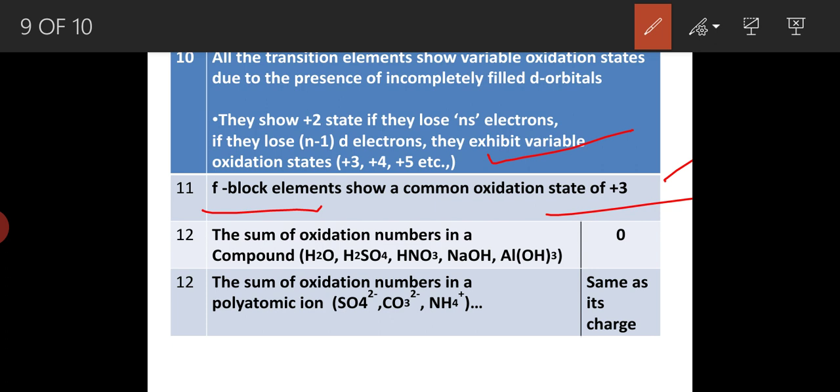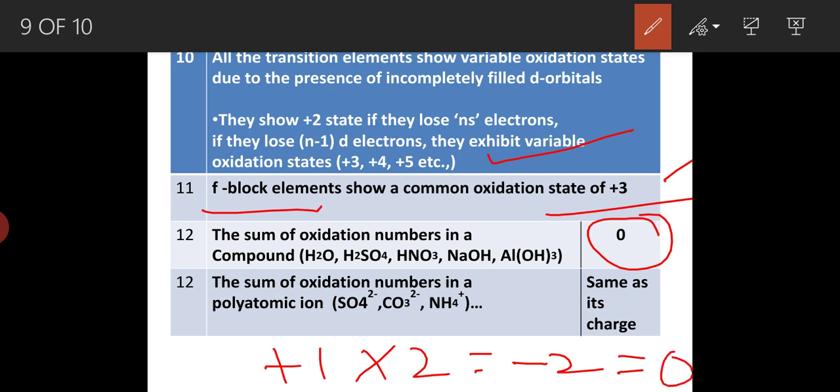Next, an important point to note here is that the sum of oxidation numbers in a compound is 0. Examples: H2O, H2SO4, HNO3, NaOH, Al(OH)3, etc. If you take H2O, the oxidation state of oxygen is -2, and the oxidation state of hydrogen is +1 into 2, which equals +2. So +2 and -2 gives 0. That means the oxidation state of the compound is 0.